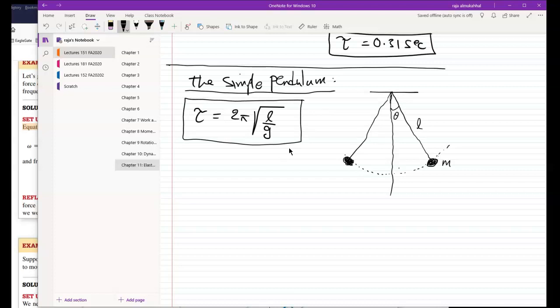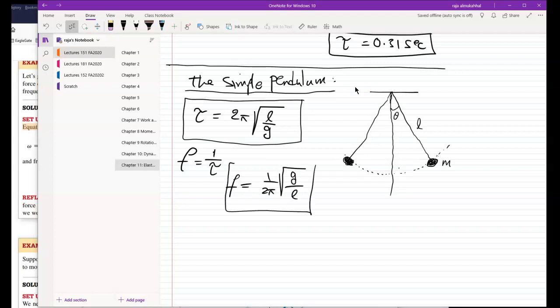Okay. And then, of course, we know that the frequency is 1 over tau, so if I want to know how many cycles per second the pendulum is oscillating, all I need to do is just take the reciprocal, 1 over tau, which is the reciprocal of this thing, and it becomes 1 over 2 pi square root of G over L. See what I'm saying? That would be the frequency.